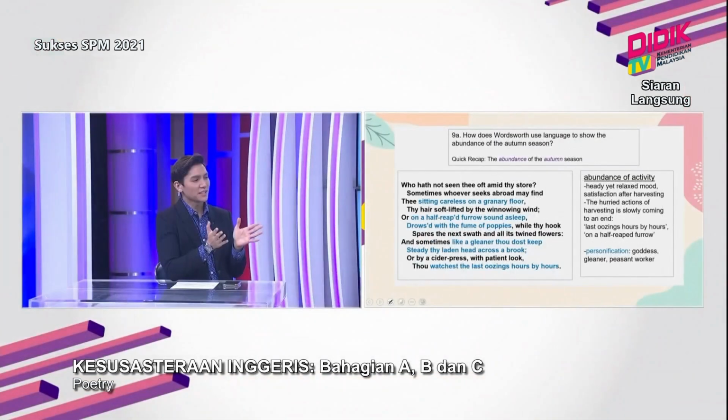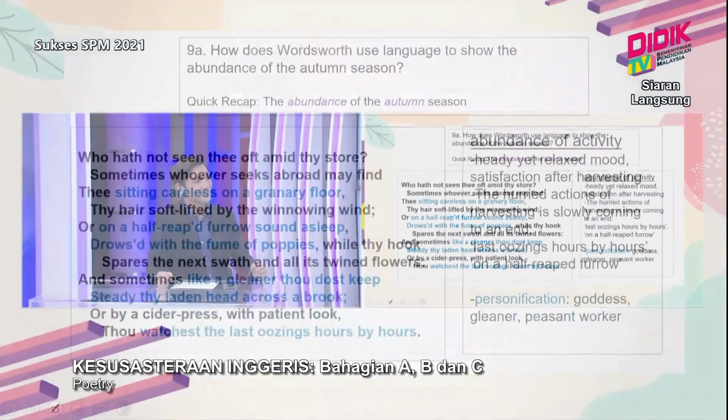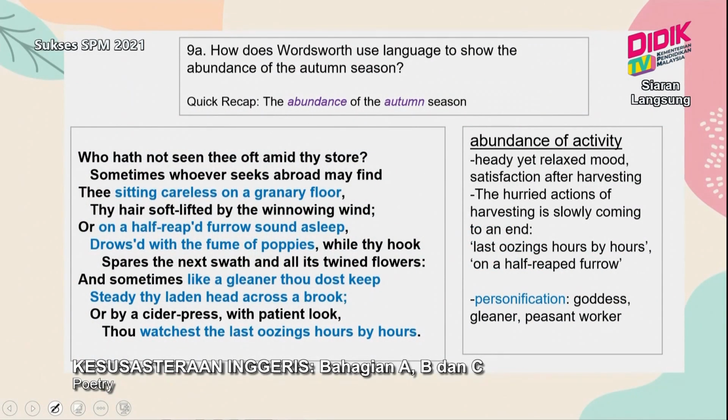Since it's mentioning activity, could it be the last line, "thou watchest the last oozings hours by hours"? All right, great, I'm seeing the answer there, "hours by hours." Correct. So when you have an abundance of activity, this is Keats conveying to his readers how autumn is a season that is filled with the hustle and bustle of human activity. All right, so you've got there the gleaners, you've got there the collectors, you've got there all sorts of harvesting going on. The right track.